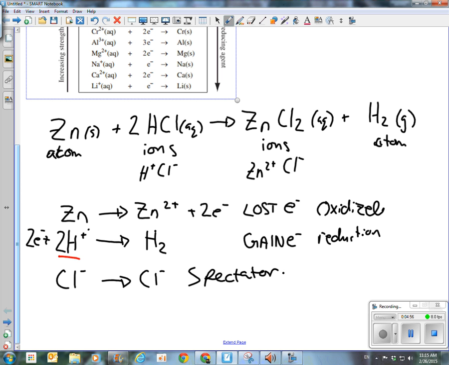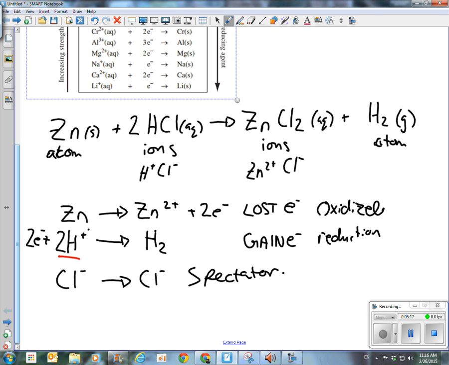All right, let's see what the question is here. It says, examine the balanced chemical equation. We've done that. Identify the chemical substance being oxidized. In this case, it is the zinc. The chemical substance being reduced. In this case, that's the hydrogen. And any spectators, well, that's the chlorine. So we've done that.